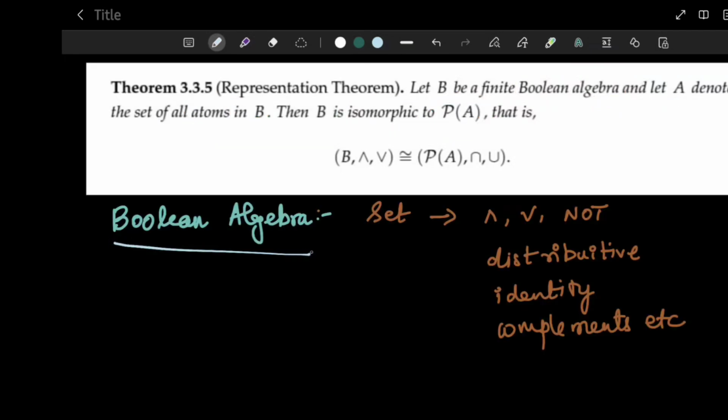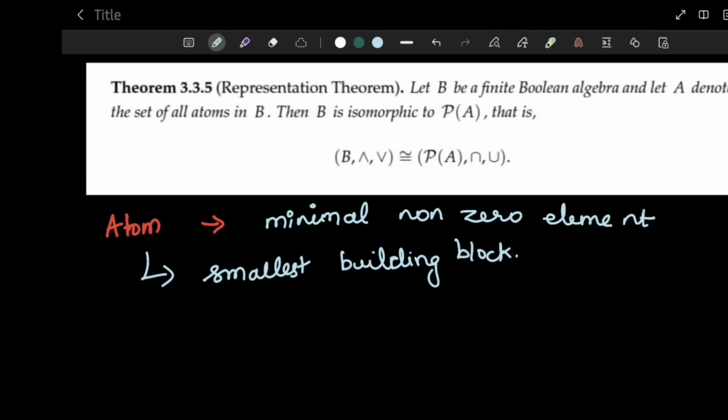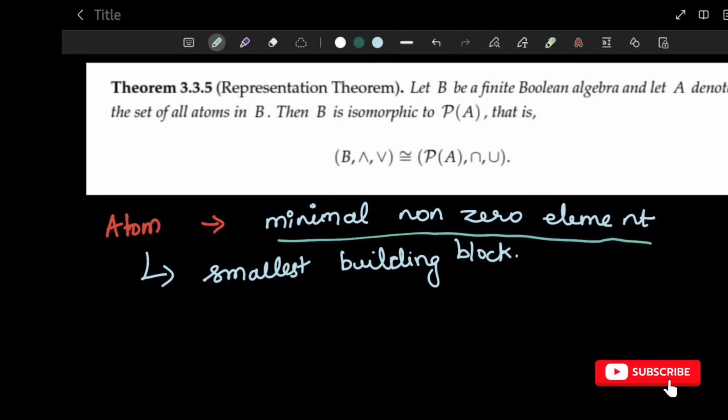Now let's first see what is a Boolean algebra. A Boolean algebra is a set with operations like and, or, and not, satisfying certain rules like distributivity, identity, and complements, etc. Let's see what an atom is. An atom is a minimal non-zero element in the Boolean algebra. That is, in simple terms, it is the smallest building block, just like prime numbers for multiplication.